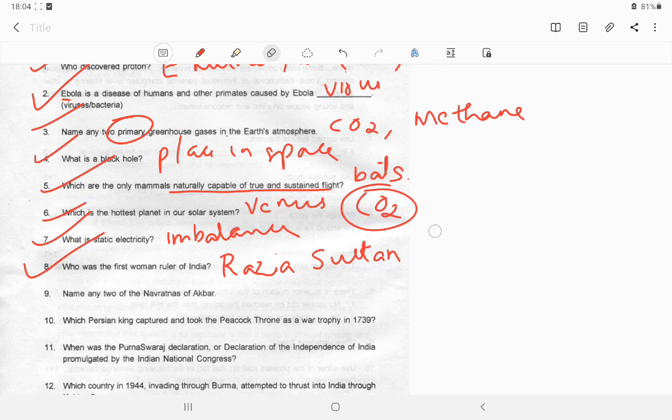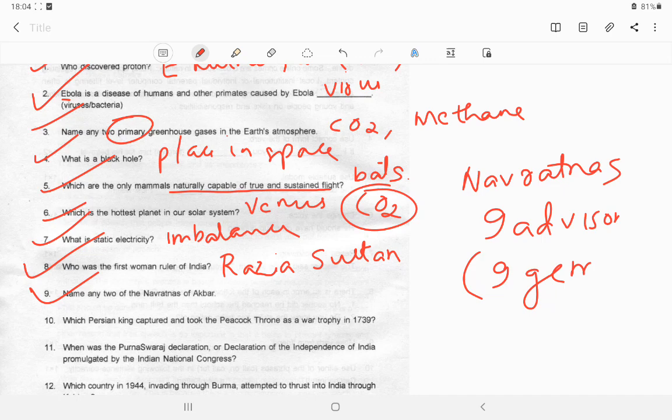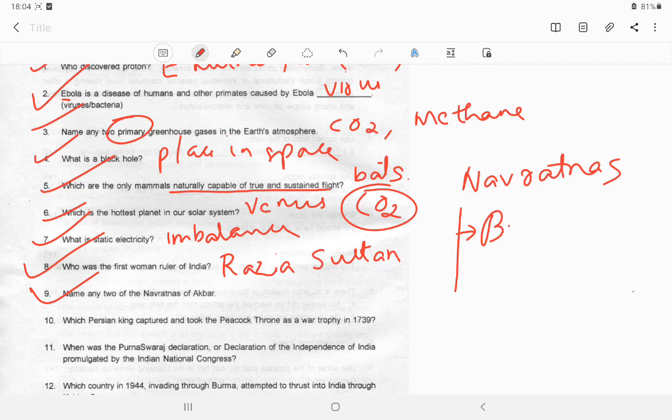Next, name any two Navaratnas of Akbar. The Navaratnas were Akbar's nine gems, advisors in various fields like science, taxes, philosophy and religion. One is Birbal, you must have heard of Raja Birbal, and another is Todar Mal, who was Akbar's finance minister. So Birbal and Todar Mal are two of the nine Navaratnas of Akbar.